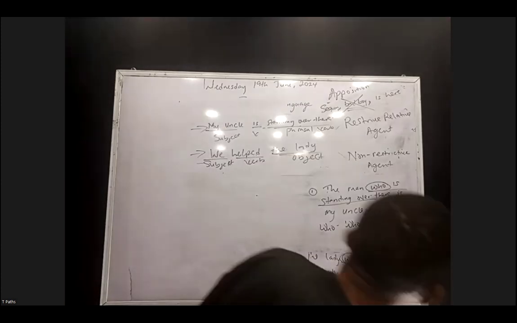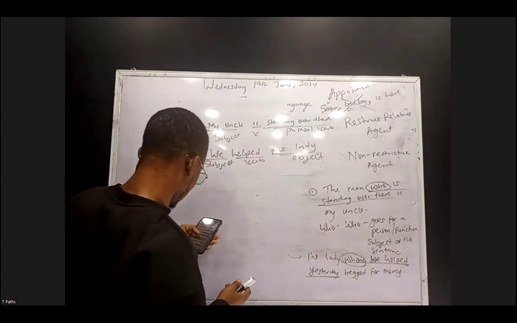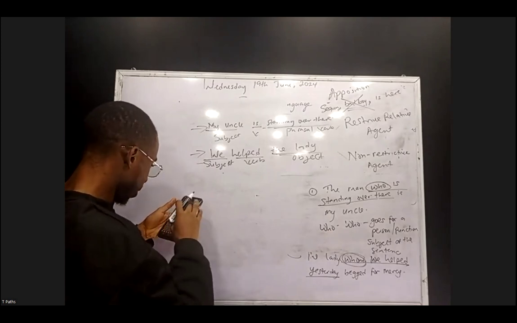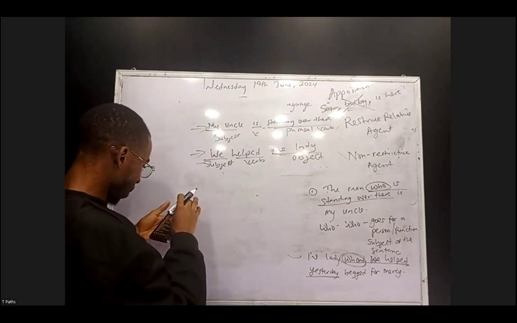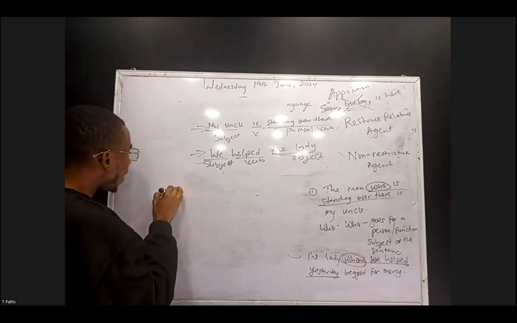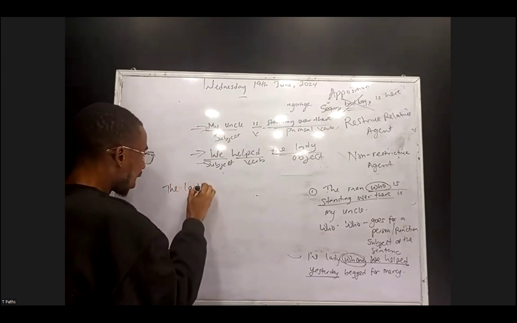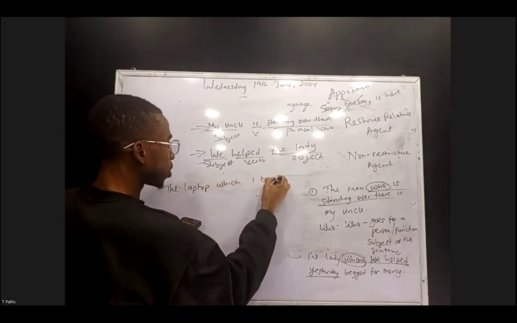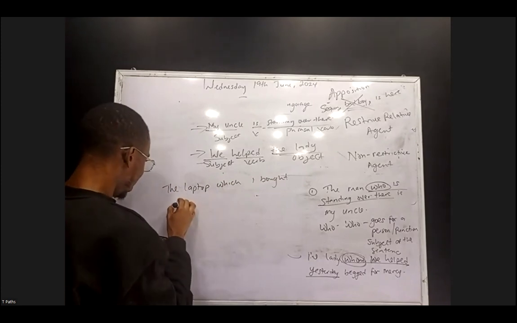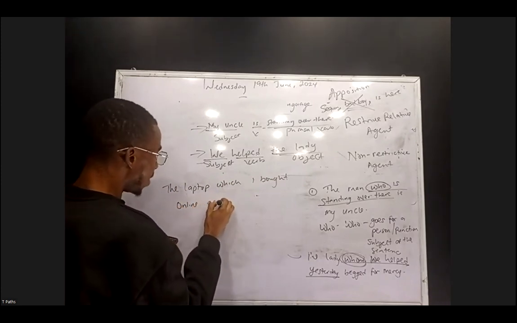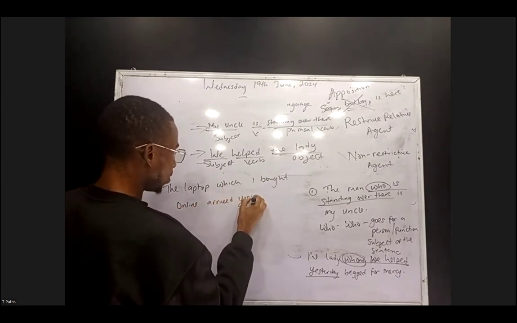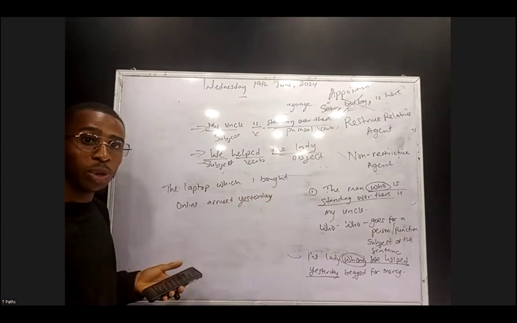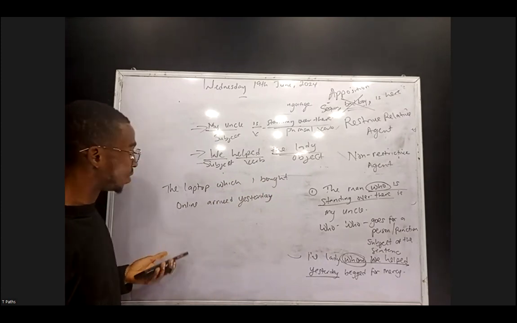All right, we'll move on to the other agent in this sentence. What kind of agent is which? So let's go to agents which. The laptop, which I bought online, arrived yesterday. The laptop which I bought online arrived yesterday.